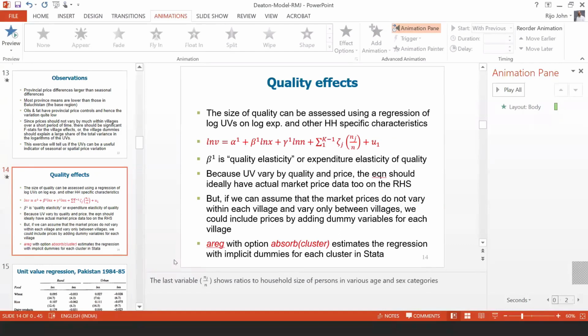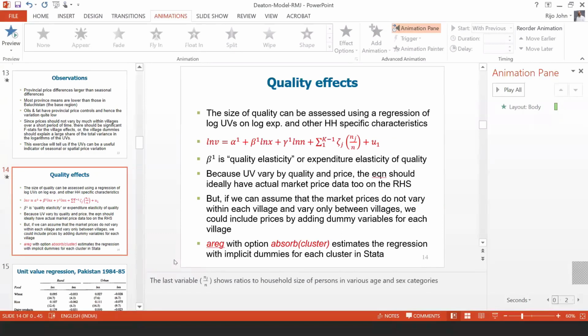The logarithm of unit value is regressed on expenditures and a set of household specific characteristics. We have not mentioned all household specific characteristics here, just a sample. The beta 1, which is the coefficient associated with the log expenditure on the right hand side, is essentially the expenditure elasticity of quality from this regression. This beta 1 is known as the quality elasticity.